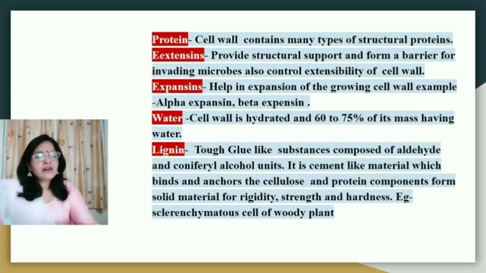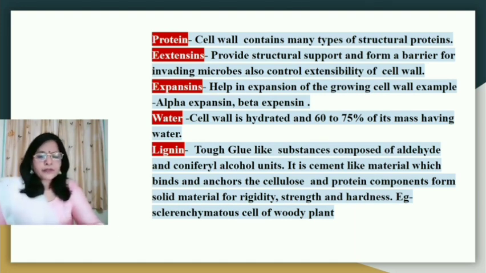Protein. The cell wall contains many types of structural proteins, for example, extensins and expansins. Extensins provide structural support and form a barrier for invading microbes, and also control the extensibility of the cell wall. And expansins help in the expansion of the growing cell wall. Example, alpha expansin and beta expansin are found in the plant cell. And a plant cell is hydrated, with 60 to 75% of its mass being water.